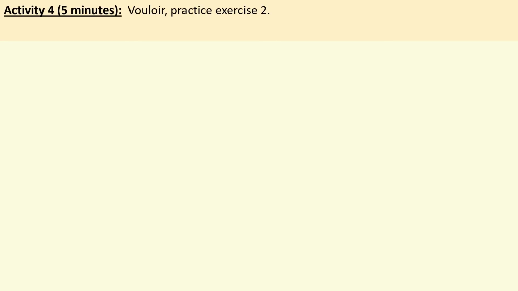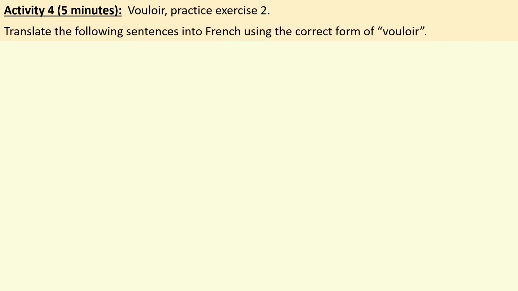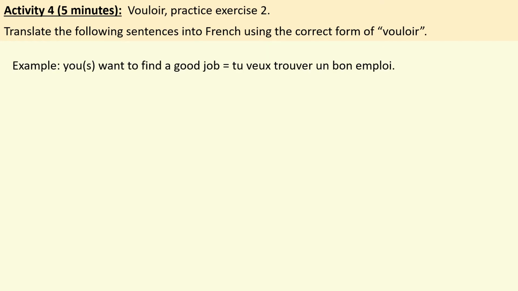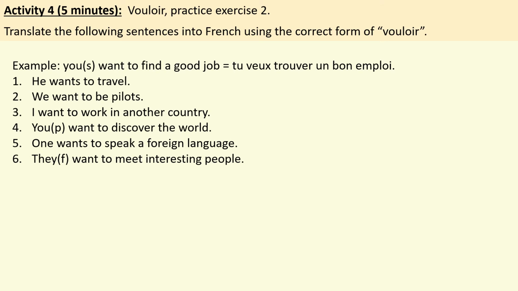Let's do a second practice exercise with vouloir. And this time, I want you to translate the following sentences into French using the correct form of vouloir. Here is an example. You want to find a good job. Tu veux trouver un bon emploi. You've got 6 sentences on your screen in front of you. The vocabulary is from the previous lesson. So feel free to refer to your sentence builder from the previous lesson to complete this exercise. You can now press pause, and after 5 minutes, press play again to see the correction, or earlier if you finished earlier.